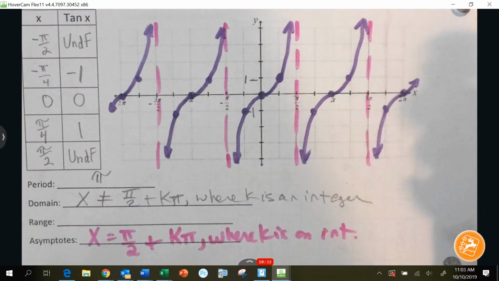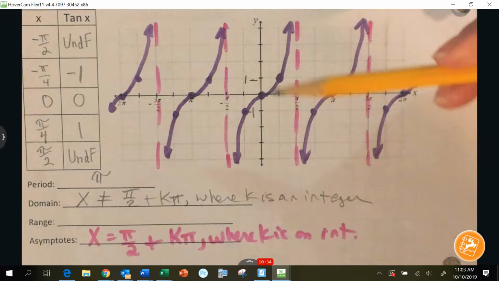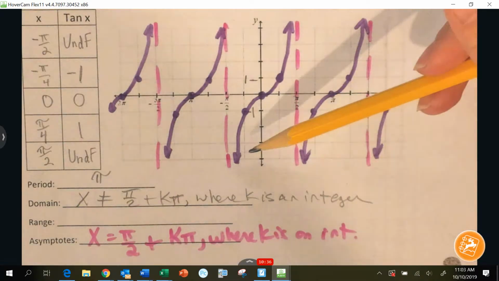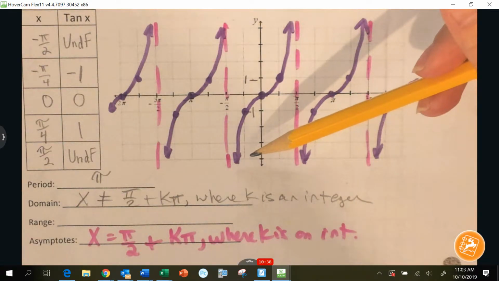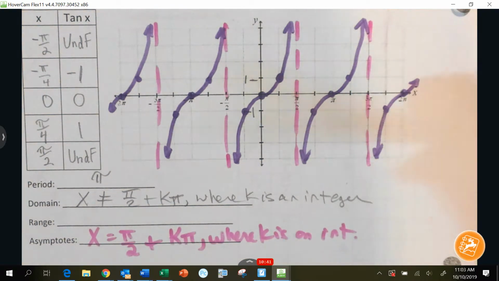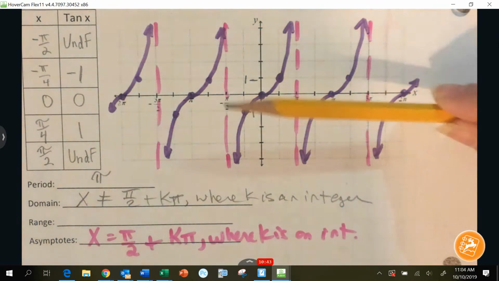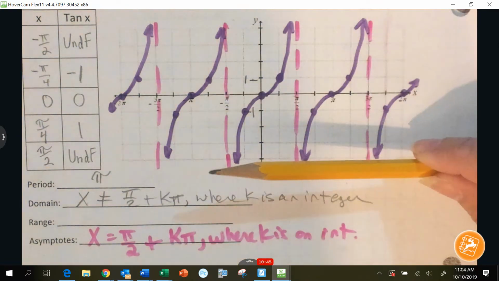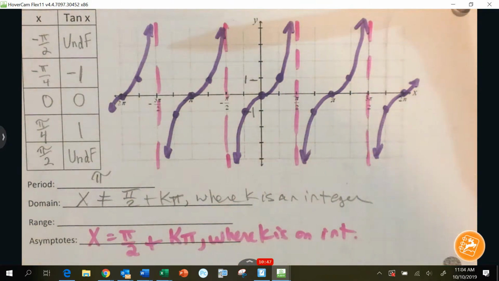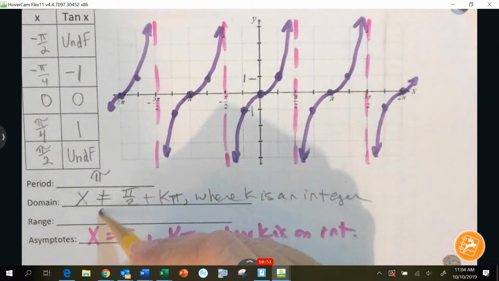Now remember, if we have any horizontal stretch or shrink, that's going to change our period. But this is the parent function. And then the range: there are a lot of different pieces, but we're just asking how far down do any of the pieces go, how far up do any of the pieces go. Negative infinity to positive infinity.